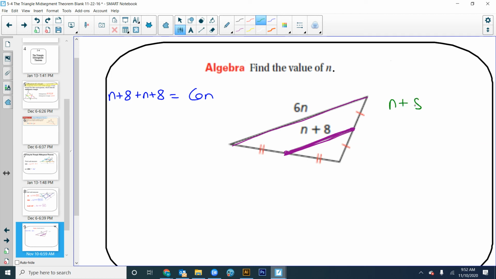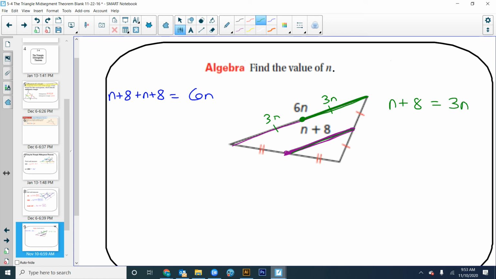Option 2. n plus 8 equals, well, you remember how if we were to put in a midpoint here, remember how n plus 8 is equal to half of that side? What's half of 6n? 3n. You could set n plus 8 equal to 3n. That's another option. Half of 6n, right?